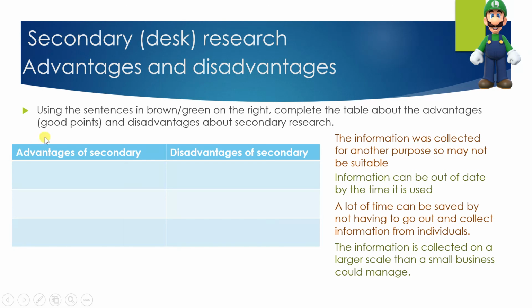And this is advantages and disadvantages of secondary research. So like you've seen before on the primary one, I've organised and cut down the sentences for you, and they're all there on the right hand side. You need to make a decision on what is an advantage, a good point, and what is a disadvantage, a negative point, and you move them into the correct columns on the blue table.